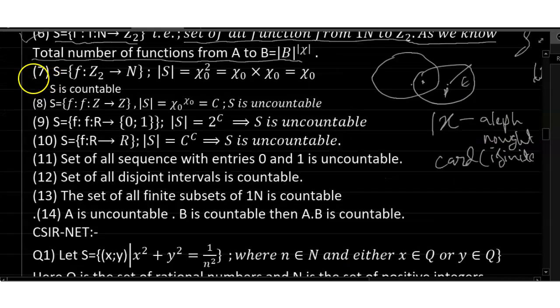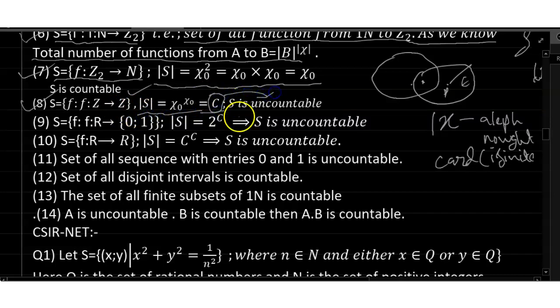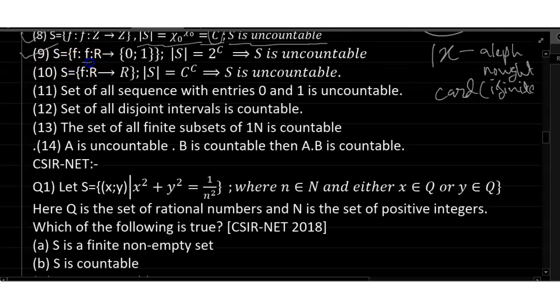This is the possibility. Next, number 7, S is equal to the set of functions f from Z2 to N, and the cardinality of S is equal to aleph naught squared. Aleph naught into aleph naught equals aleph naught. So S is countable. Number 8, S equals the set of functions from N to Z, the cardinality of S equals aleph naught to the power aleph naught, which is equal to continuum, meaning uncountable. S is uncountable. S equals the set of functions f from R to {0,1} and the cardinality of S is equal to 2 to the power continuum, so S is uncountable.